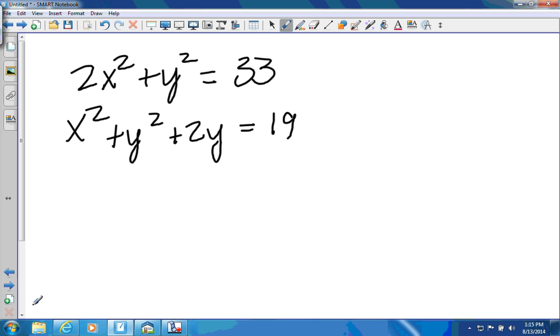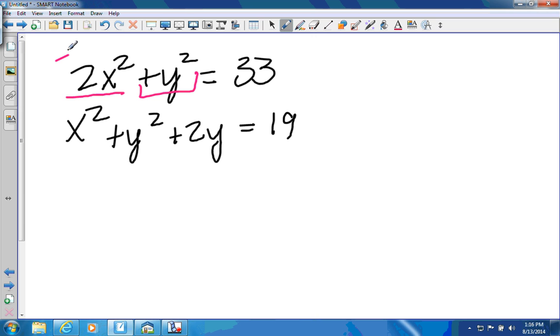Okay, then moving on to another one here, we have 2x squared plus y squared equals 33, and then x squared plus y squared plus 2y equals 17. So, again, doesn't matter, pick one of the equations, solve it for one of the variables. Now in this case I would not solve this one for x squared. I would take one of the other ones, so I don't have to do too much work, I'm going to take that one and solve for y squared.